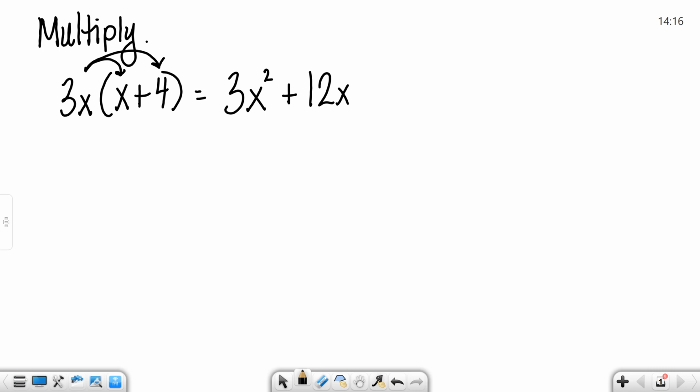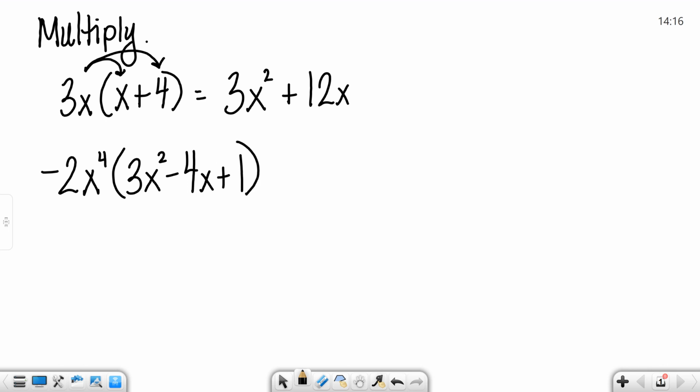Okay, let's do a different one. If I had negative 2x to the 4th times 3x squared minus 4x plus 1. Okay, so again we are going to distribute. So I'll distribute negative 2x to the 4th to all 3 of the numbers in my parentheses.